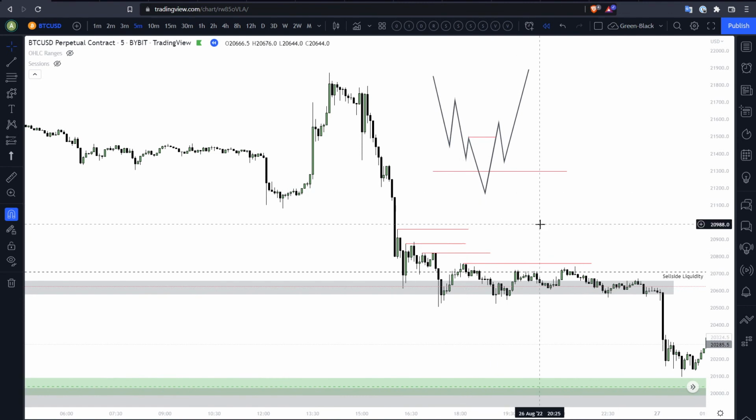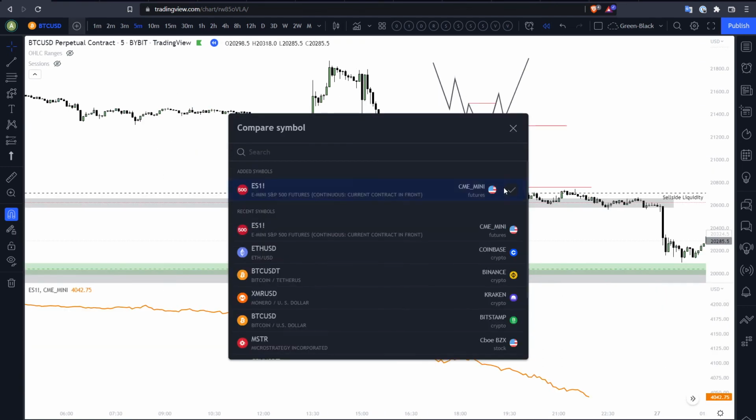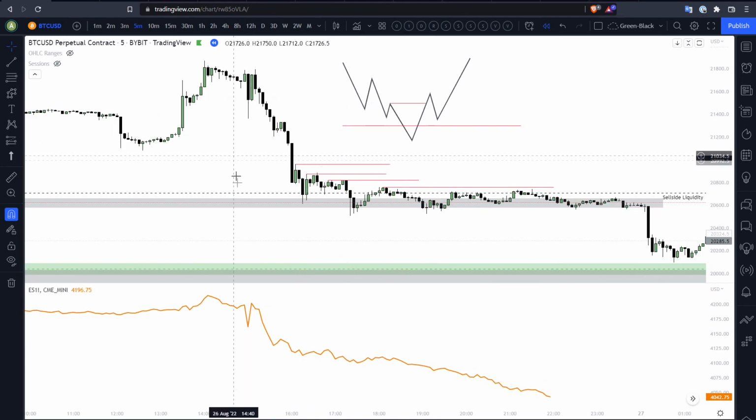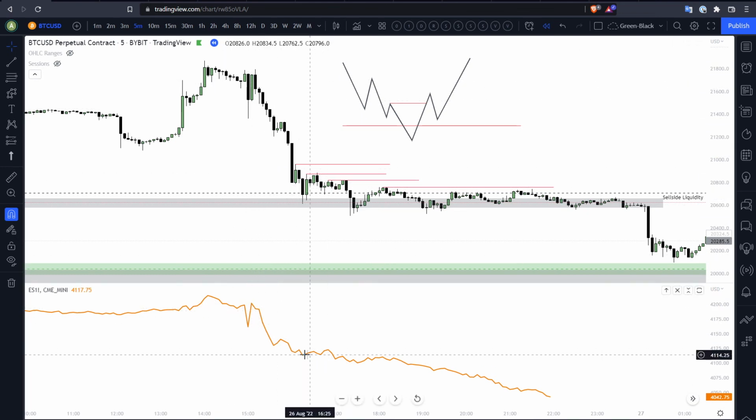So this is point number one. Point number two, I also did not check any confluence with the stock market. Let's turn it on. So the stock market basically moved absolutely in tandem with Bitcoin. It moved down and Bitcoin moved down, and the stock market continued to go down lower, just as Bitcoin did. So there was no shift in market structure in the stock market to indicate any sort of trend reversal, also in the Bitcoin chart.